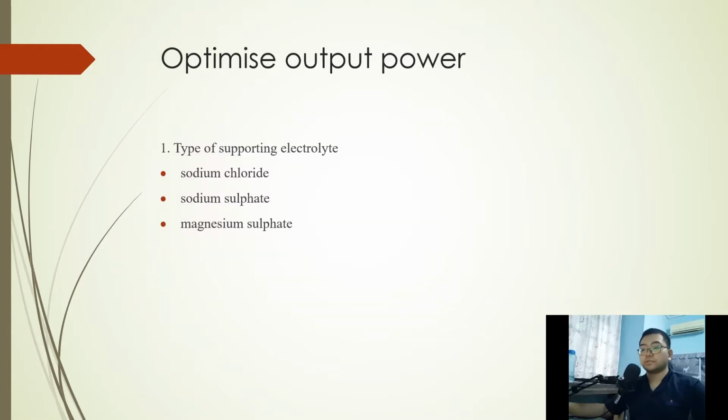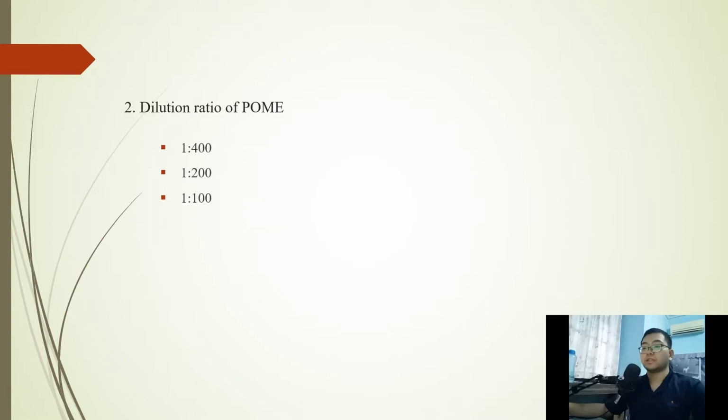To further improve the efficiency of the PFC, electrolytes such as sodium chloride, sodium sulfate, and magnesium sulfate will be used. By examining the efficiency of each electrolyte, the electrolyte with the highest removal efficiency is chosen. The initial concentration of the POME will also affect the efficiency of the PFC. Thus, different ratios of POME will be used to examine the efficiency of the PFC. The dilution ratio of water to POME is 1 to 400, 1 to 200, and 1 to 100.